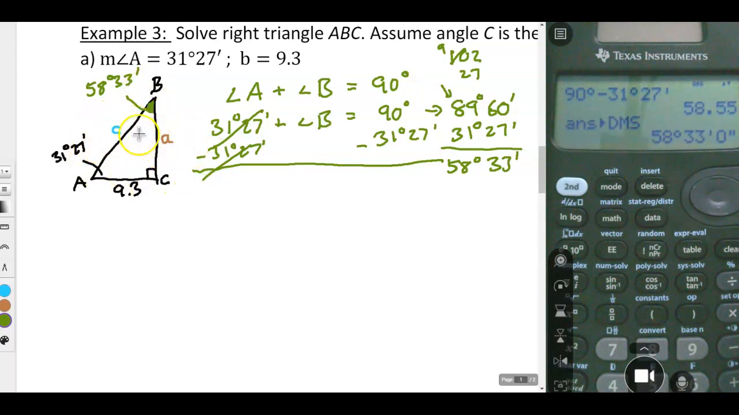Now the missing sides are just trigonometry. There's no pre-calc here. We just have to go old-fashioned, and you have multiple correct ways of doing it, so you can pick your way. I'm going to use some trig. You can also use the Pythagorean theorem after you get one of them. But let's say I want to get A, right? I want to get this.